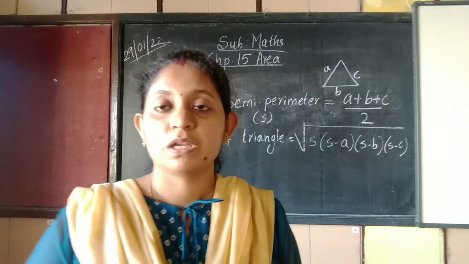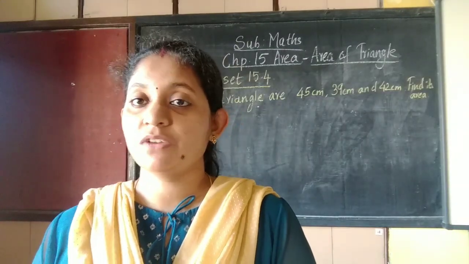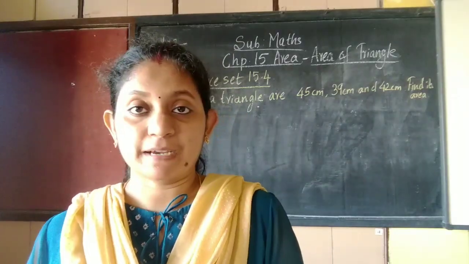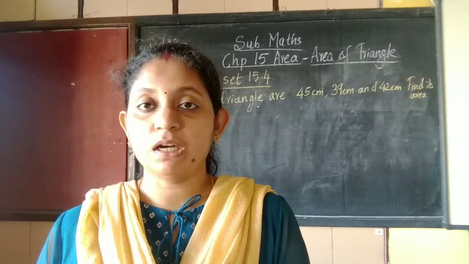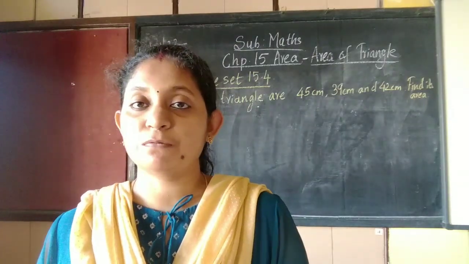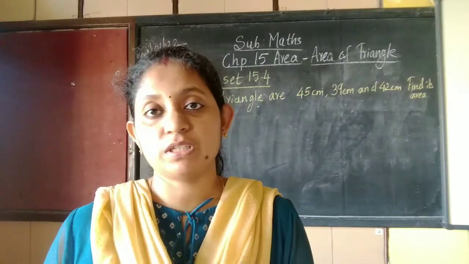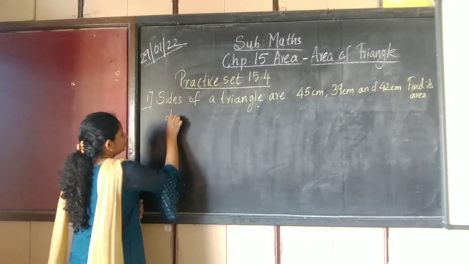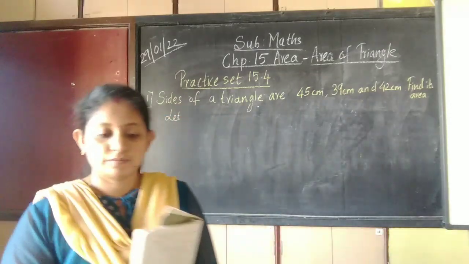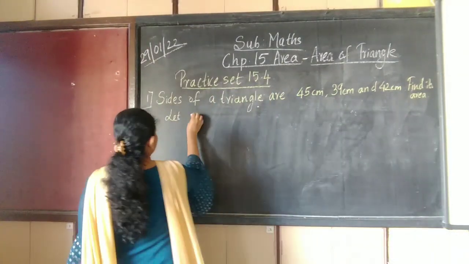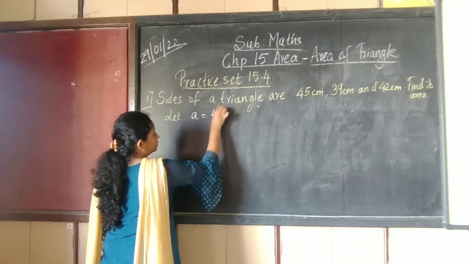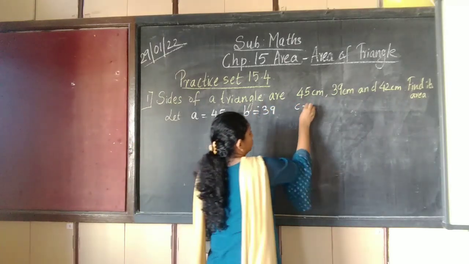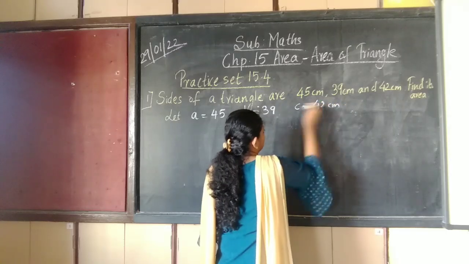So shall we begin? This is our first question. Sides of a triangle are 45 centimeter, 39 centimeter and 42 centimeter. We have to find out the area. Now the height is not given, all three sides are given. So we are going to use Heron's formula. So let a is equal to 45, b is equal to 39 and c is equal to 42 centimeter.